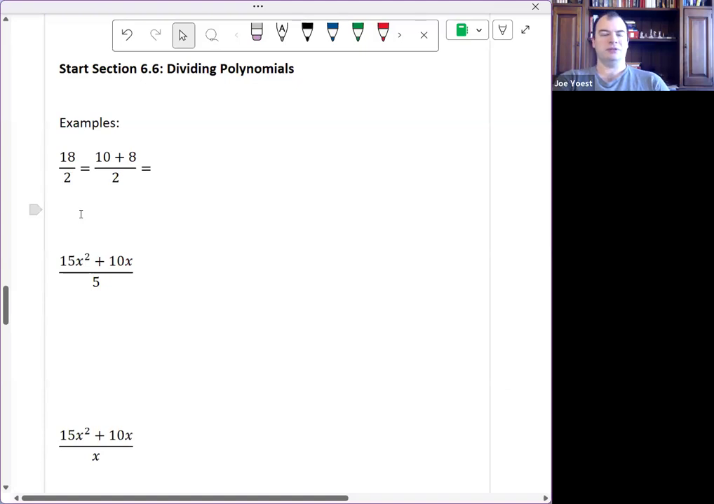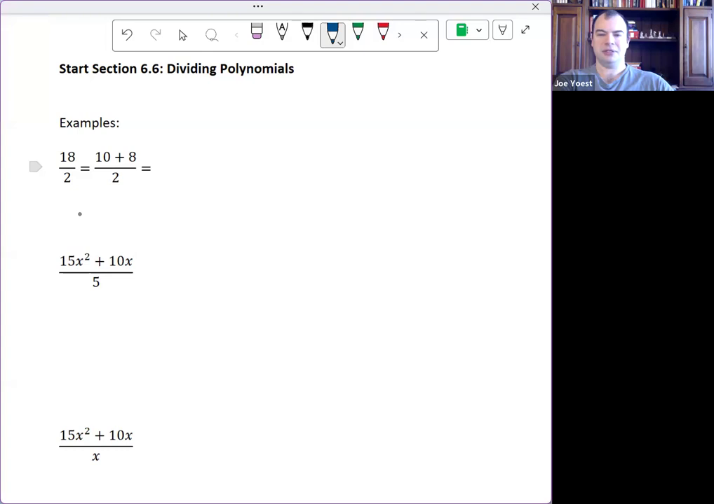Let's say we're interested in finding 18 halves. Maybe one thing I could do here is split 18 into something like 10 plus 8. Like 1 times 10 to the first power plus 8 times 1, or 8 times 10 to the 0 power. So I could split 18 into 10 plus 8, and I could make 18 halves into 10 plus 8 all over 2.